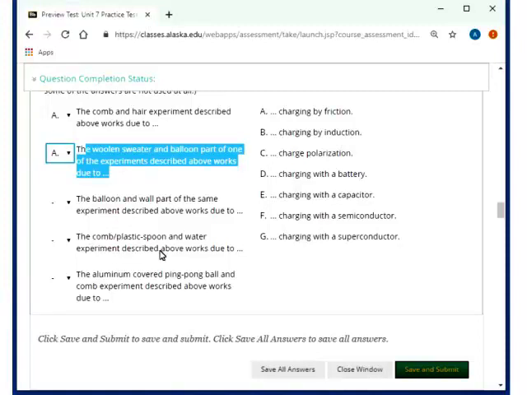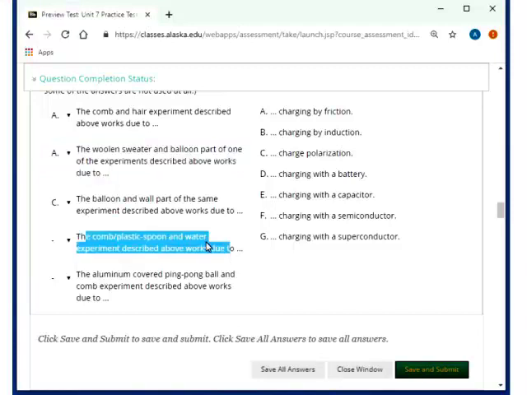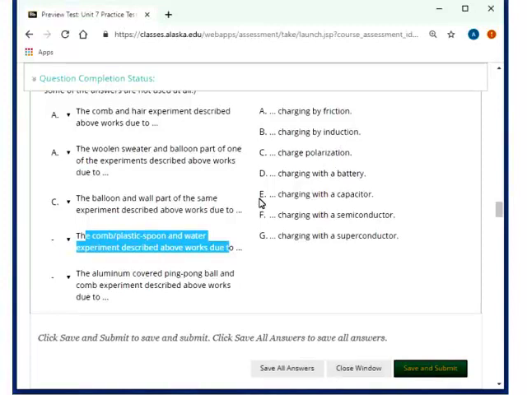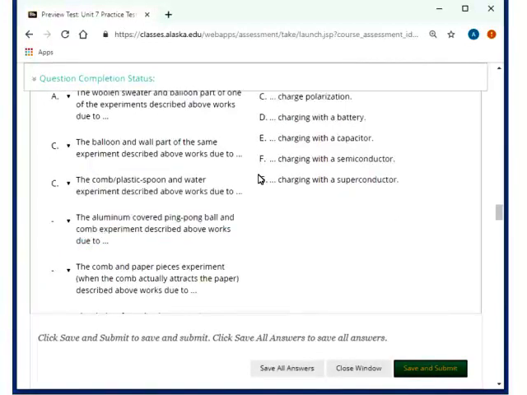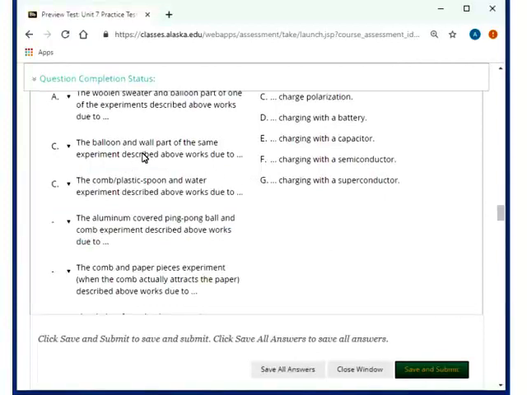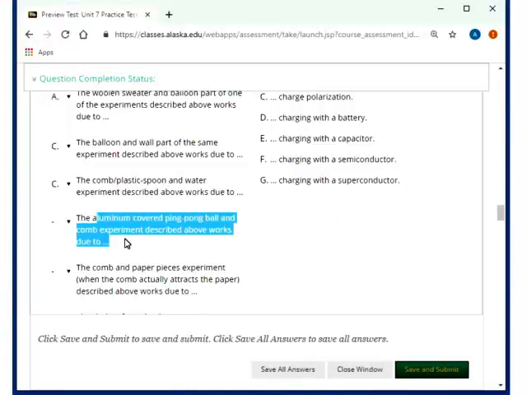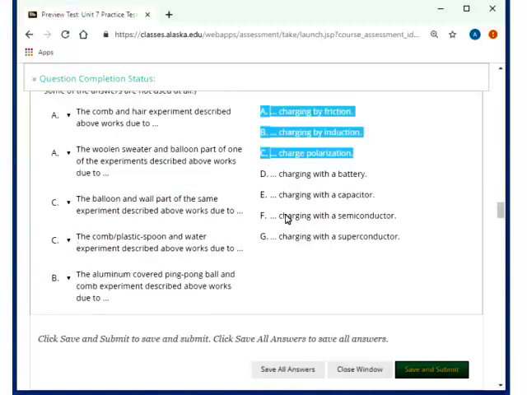The comb, plastic spoon, or water experiment described works due to the same effect, even though I did find a video by a physicist online who says otherwise, that actually there is more stuff going on than just the polarization of water molecules. The aluminum-covered ping pong ball described above works due to charging by induction. So I believe that was B here. And by the way, when you look at the book, only these three apply. All the other four here have nothing to do with these experiments.